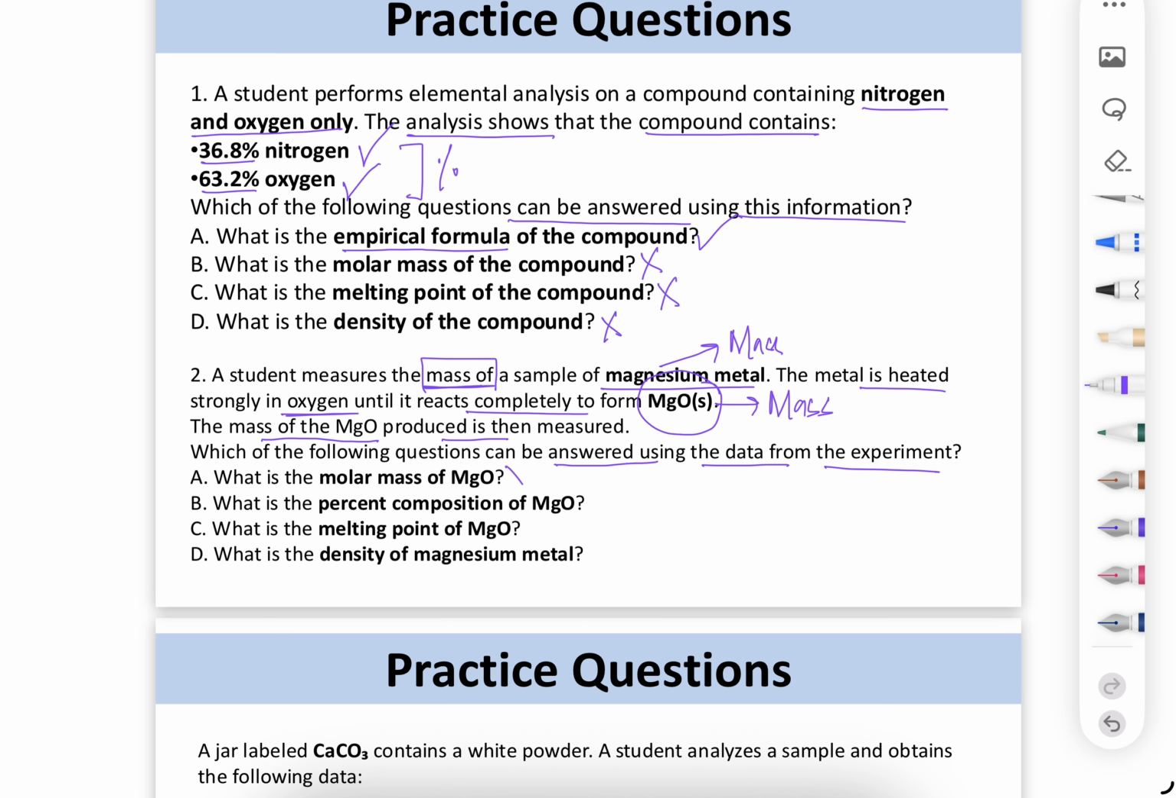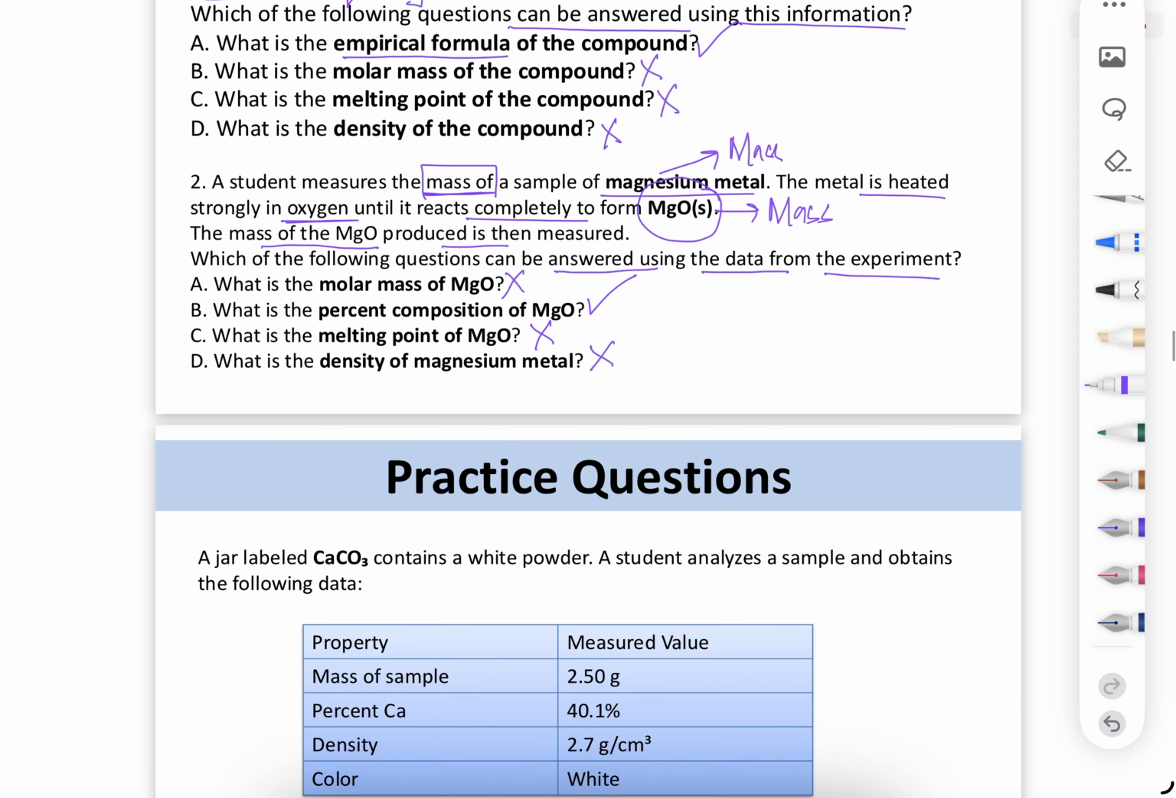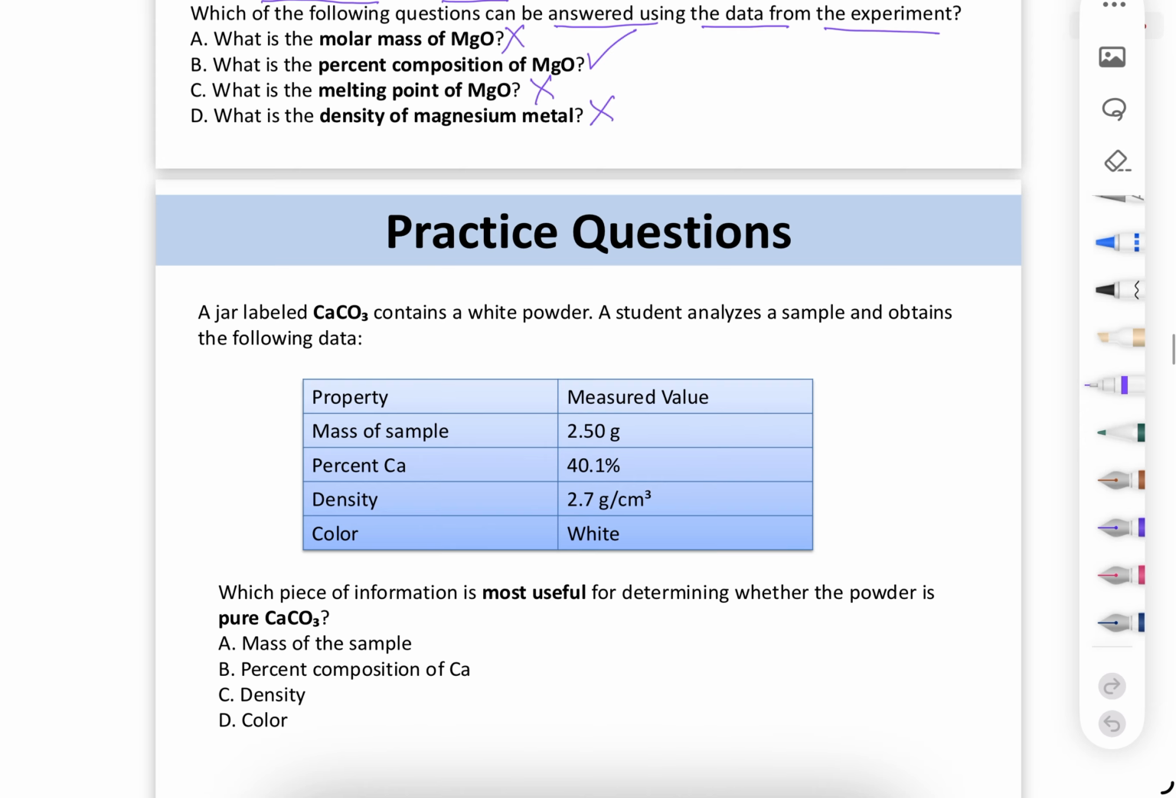What is the molar mass? No. What is the percentage composition? All right. Not the melting point, not the density. So the answer is going to be B.